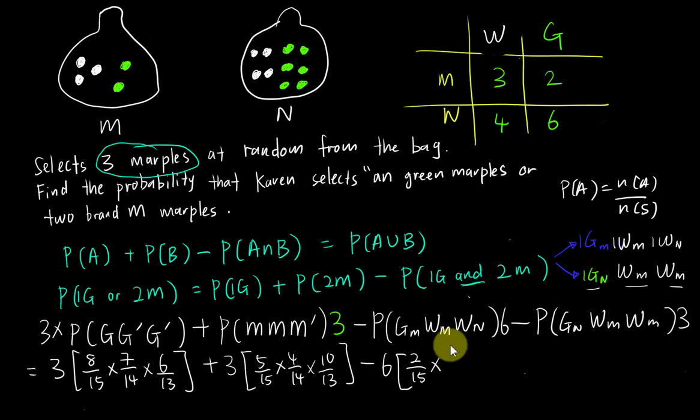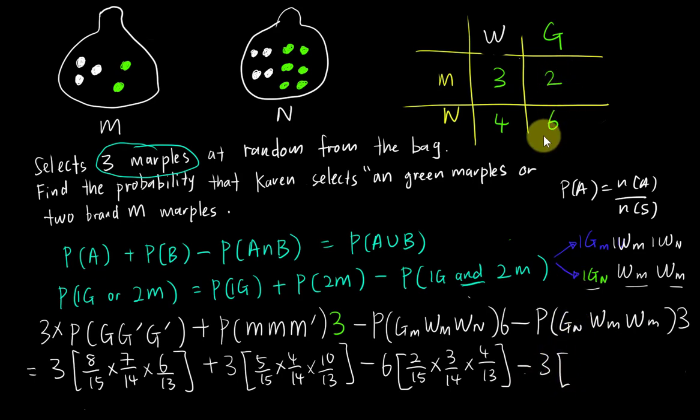Okay, if you want to select the white from the M here, basically you have 3 of them, isn't it? So it's 3 out of 14. And then for white N over here, you have 4, right? So you have 4 out of 13. Right, and then the same thing, this one is multiply 3.